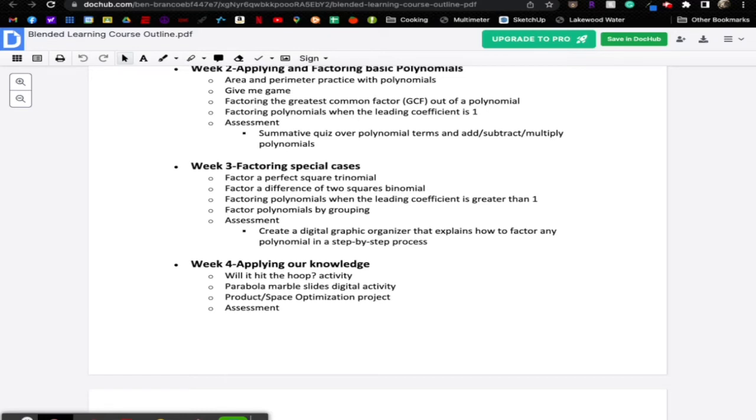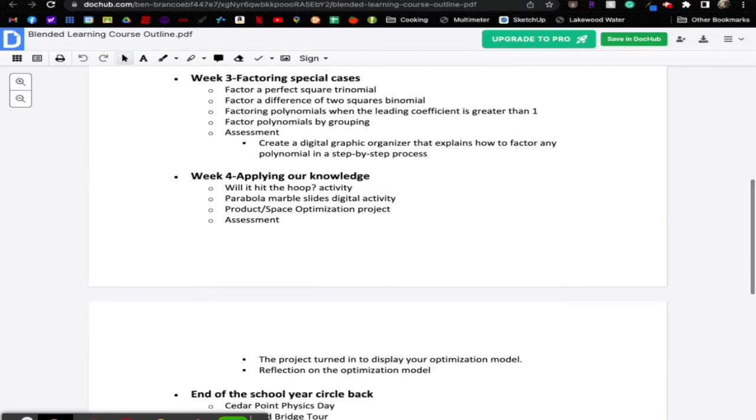Week 4 is the conclusion of the main unit, where we have presentations by local sales experts and architects about how they optimize sales and space using quadratic models. Students will apply their understanding of parabolas by creating marble slides on Desmos and working out scenarios that the architects and sales experts have experienced in their field.